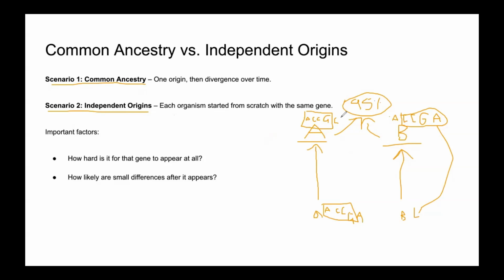Now, one thing you have to understand here, and this is a really crucial point. There's two questions, right? How hard is it for that gene to appear at all? And the second question is, how likely are small differences after it appears? Those are two questions that are really important when it comes to inferring homology.